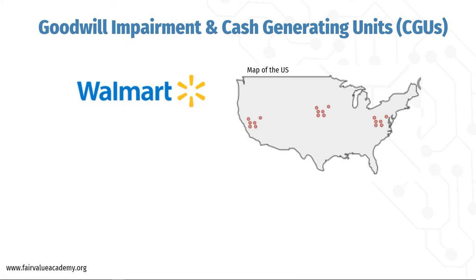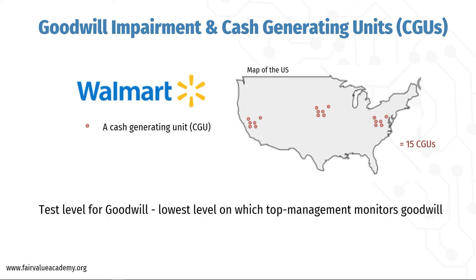Now, each of these stores would meet the definition of CGU, as each store would be a combination of assets that generate cash flows. So the question is, since there are 15 CGUs, does Walmart need to prepare 15 goodwill impairment assessments each year? No. According to IAS 36, the test level for the goodwill impairment test should be based on the lowest level on which top management monitors goodwill.